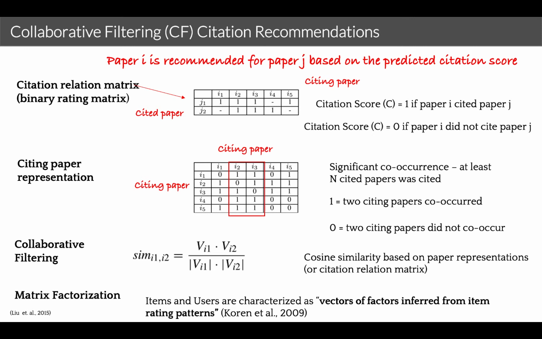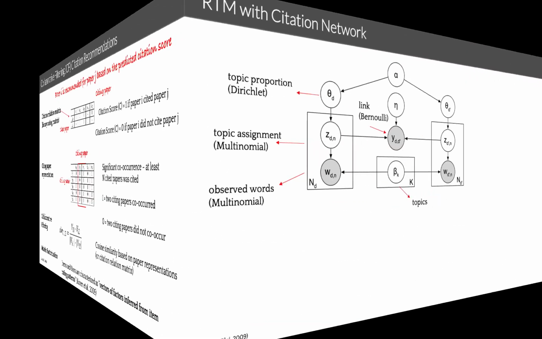Matrix factorization is a class of collaborative filtering algorithm used by recommender systems. It provides a more compact matrix by decomposing the user-item interaction matrix, where items and users are characterized as vectors of factors inferred from item rating patterns.